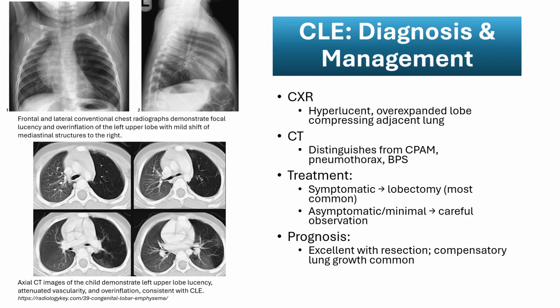Management is guided by symptom severity. Symptomatic infants, particularly those with respiratory distress or compromised oxygenation, usually require surgical lobectomy to relieve compression and restore effective ventilation. Asymptomatic or minimally affected infants may be monitored closely with serial imaging and clinical assessment, as some lesions remain stable or improve with growth. Surgical outcomes are excellent, and compensatory growth of the remaining lung tissue is common, supporting adequate long-term pulmonary function.